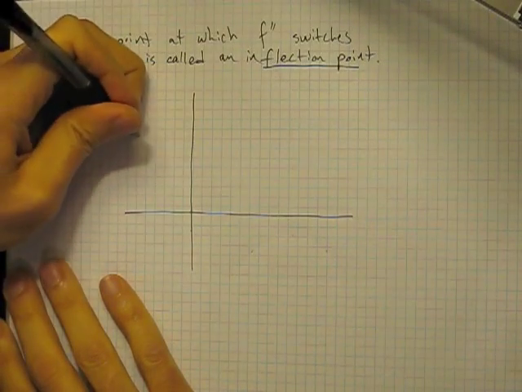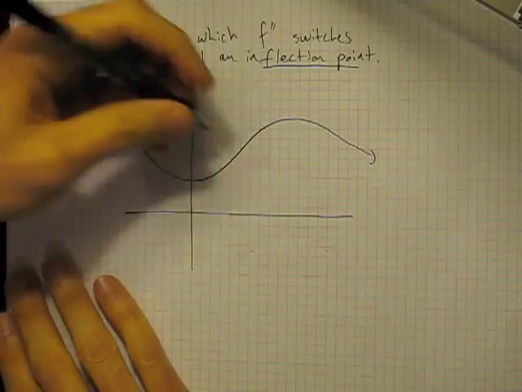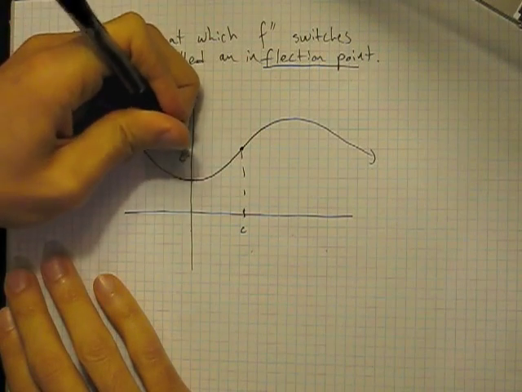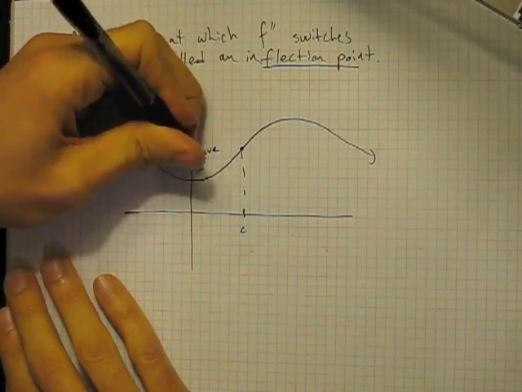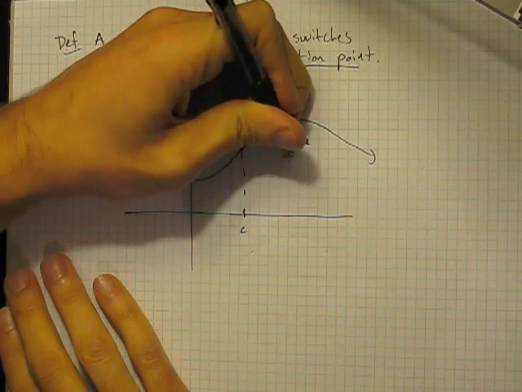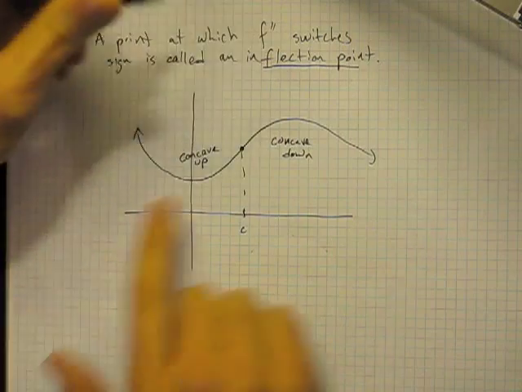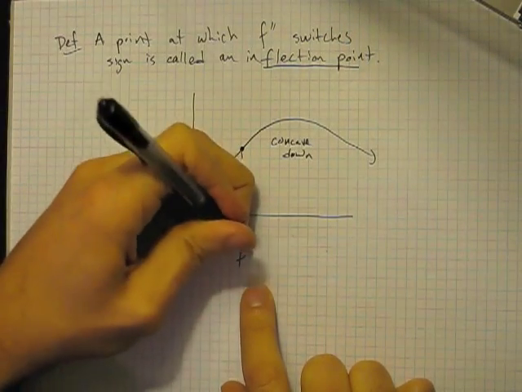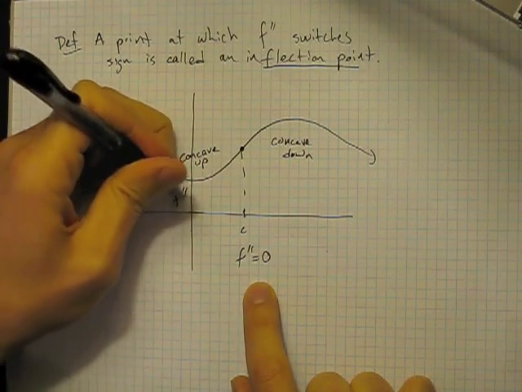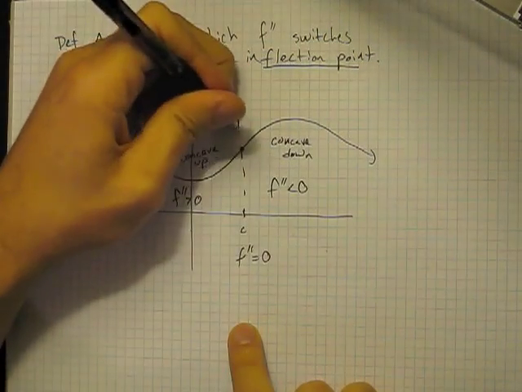So if we have a graph like this, right about here, it looks like it's concave up on this side, and then concave down on this side. This point right here, where the graph switches concavity, the second derivative is going to be equal to 0 at this point. Here, the second derivative will be positive. Here, the second derivative will be negative. This is called an inflection point.